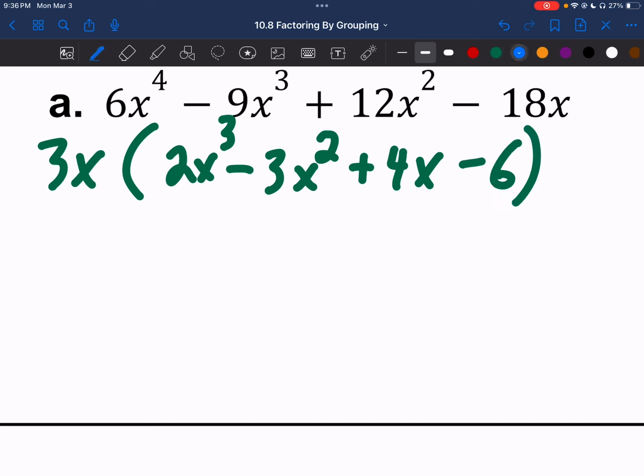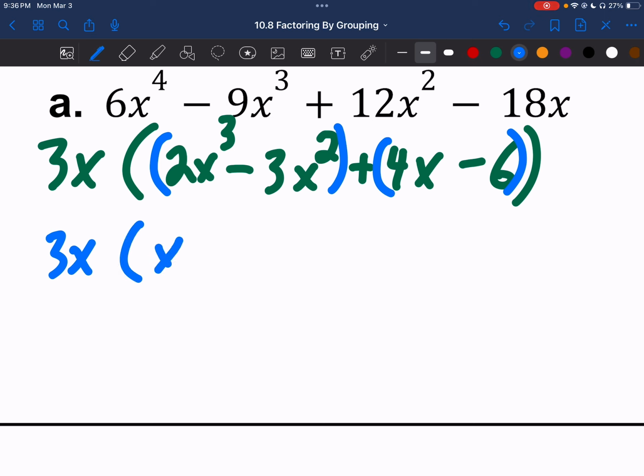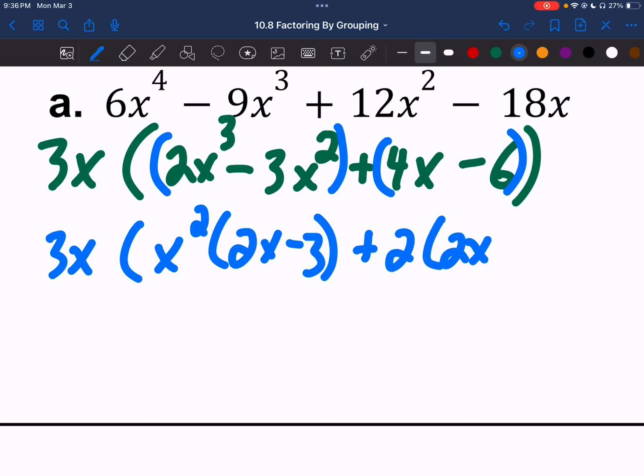All right, now that we took a GCF out, how can I factor by grouping here? Well, I need to put parentheses around these two groups. So we have the 3x still on the outside. Common term in the first set there is x squared, and I'm left with 2x minus 3. And we have our second term, we have a 2 that we can bring out, and I'm left with 2x minus 3.